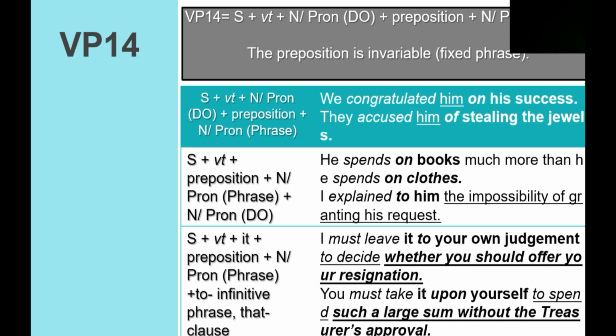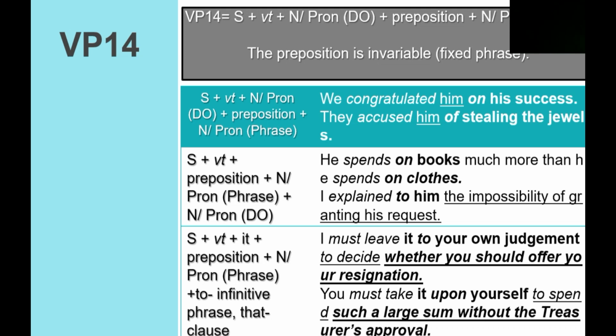Okay, for example, we congratulated him on his success. We use the preposition on here because the verb is congratulate, and the verb congratulate is usually used with the preposition on. The second one, they accused him of stealing the jewels. We use the preposition of here because the verb accused is generally used with the preposition of.